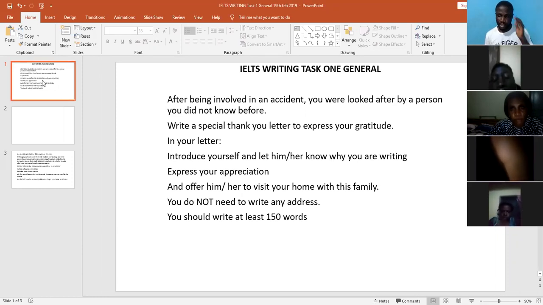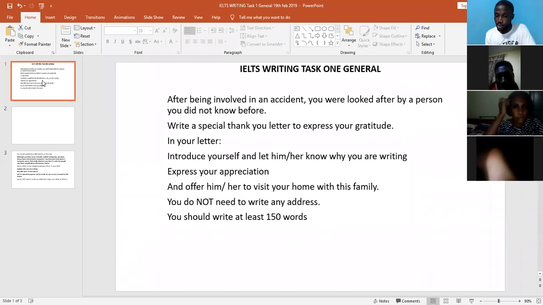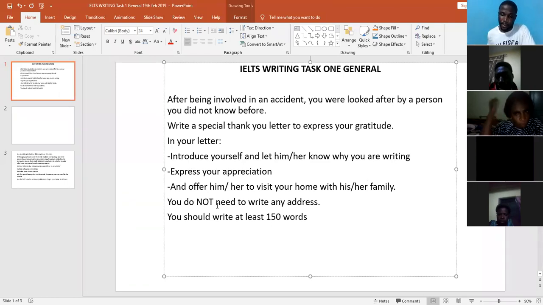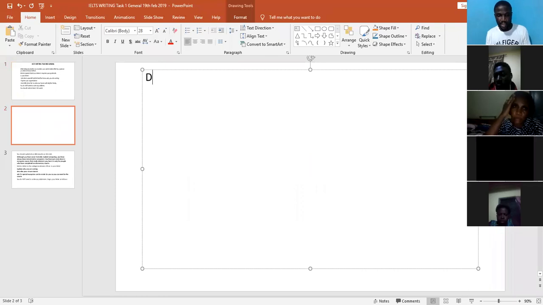This letter is after the task I gave about a week ago. After being involved in an accident, you were looked after by a person you did not know before. Write a special thank you letter to express your gratitude. In your letter, introduce yourself and let him know why you are writing. Those are the things to be done. And introduce yourself, then express your appreciation and offer him or her to visit your home with his or her family. You do not need to write an address. You should write 150 words.